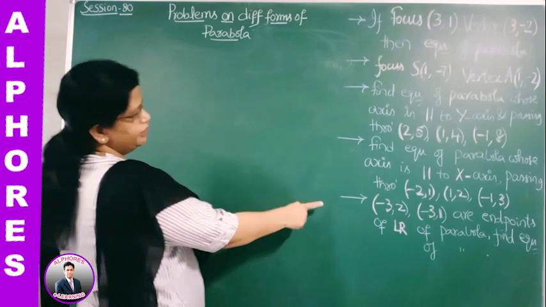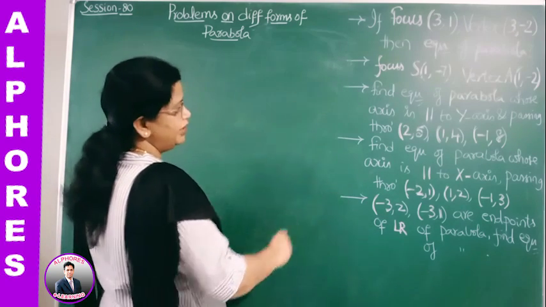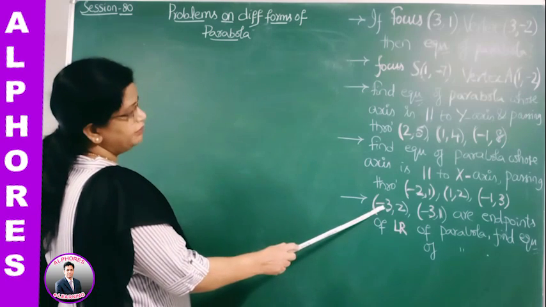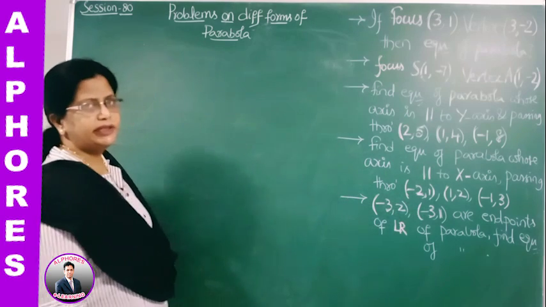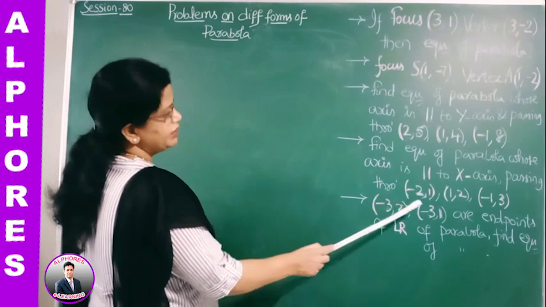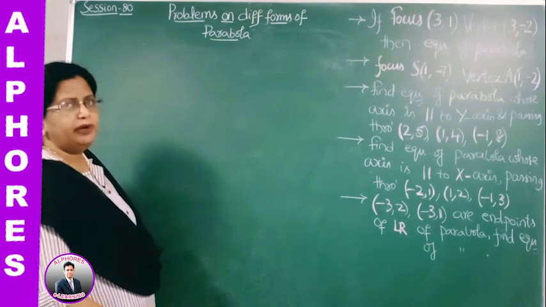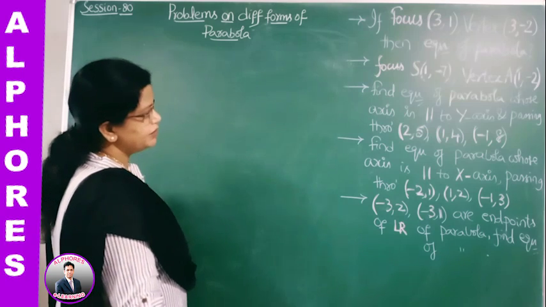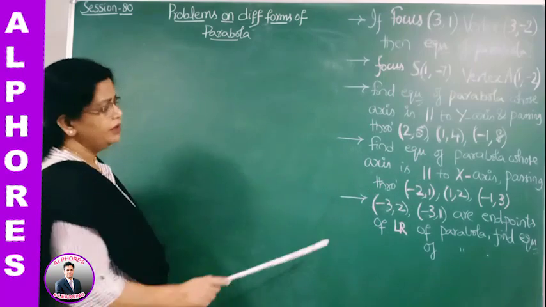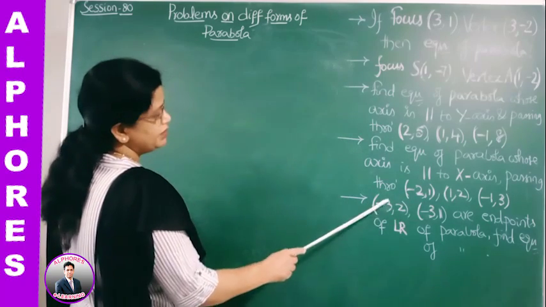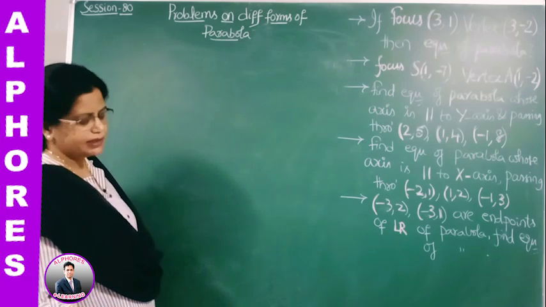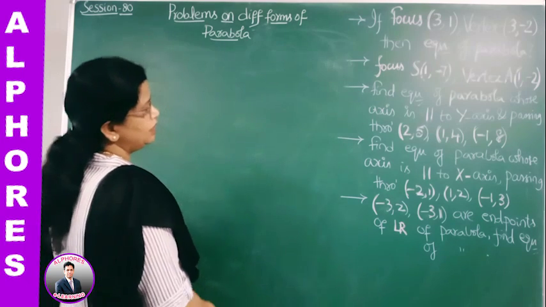Now students, observe this problem here. End points of latus rectum are given: minus 3 comma 2 and minus 3 comma 1. Here which value is the same actually? Minus 3, minus 3. These are the end points of the latus rectum. The abscissa is the same. Understand? When the abscissa is the same, then how is that line? It is parallel to the y-axis. So the line is parallel to the y-axis.